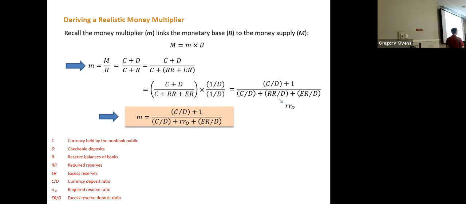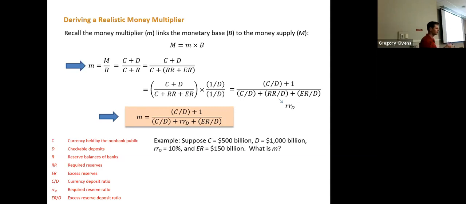That gives us our more realistic formula for the money multiplier. It's equal to the currency to deposit ratio plus 1, over the currency to deposit ratio plus the required reserve ratio plus the excess reserve to deposit ratio, where again, I've got all of these variables or terms defined in that block on the bottom left so that no one is overly confused here.